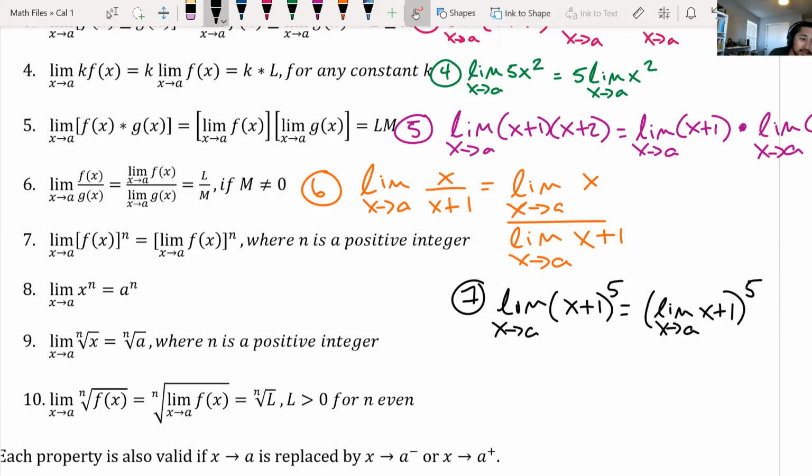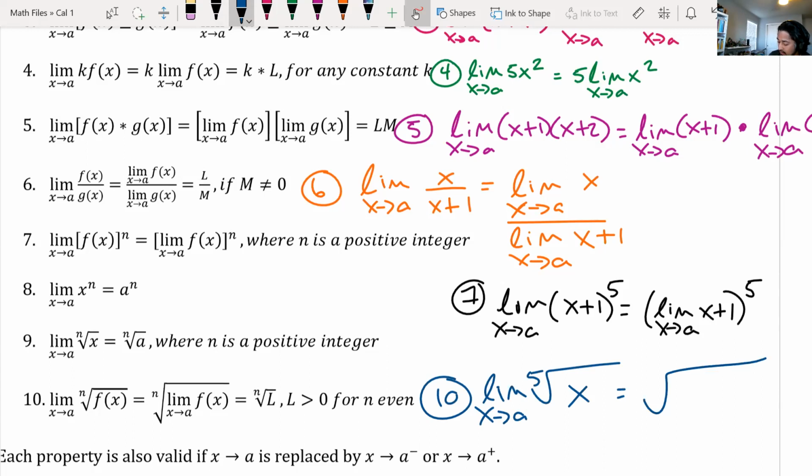And number 10 says the limit as x approaches a of the nth root of f of x. This allows you to apply the limit inside the radical. So this would become the nth root of the limit of f of x. So I can write an example for that one. Number 10, we could just say the limit as x approaches a of the 5th root of x. Any root, 5th root, 6th root, even root, odd root, doesn't matter. You can rewrite it as the 5th root of the limit as x approaches a of x. So that limit can just go inside the radical.